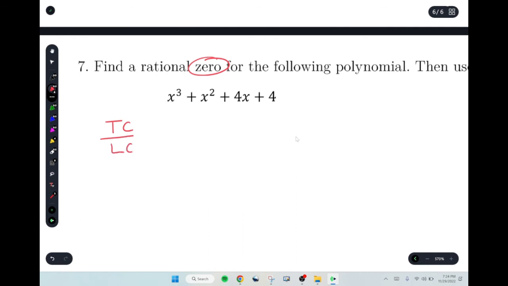That TC over LC. So what's your TC on this problem? Your trailing constant or your trailing coefficient is the number 4 over 1. Here's your TC. There's your LC.